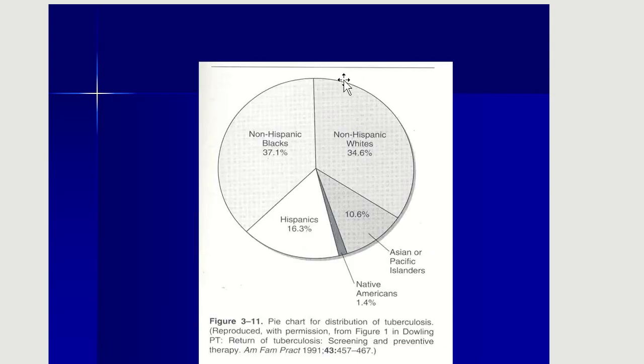Here's another example of a pie chart, and it's divided between non-Hispanic blacks, non-Hispanic whites, the Asian or Pacific Islanders, the Native Americans, and the Hispanic. If you want to understand what this pie chart is about, you have to read the title. It says Pie Chart for the Distribution of Tuberculosis. It's reproduced with permission from Figure 1 in Doling, Return of Tuberculosis Screening and Preventive Therapy, and it's coming from the American Pharmaceutical Practice, I guess. It's a journal, and that article was published in 1991.